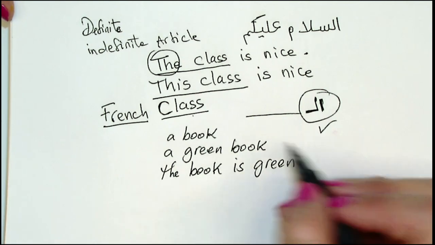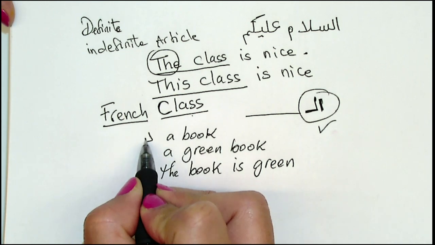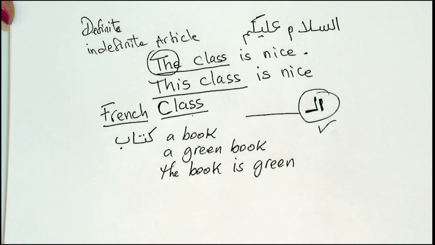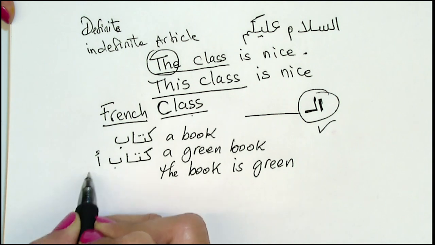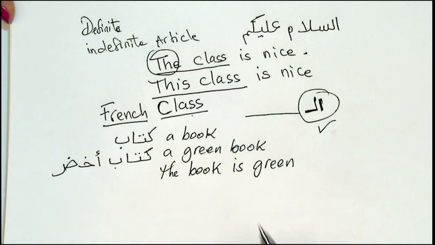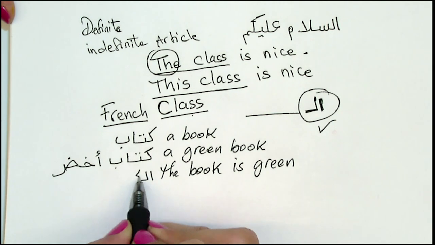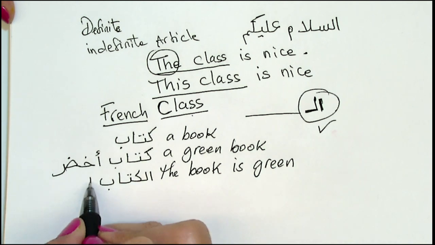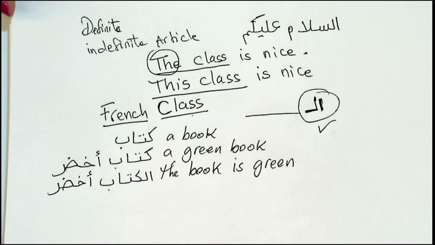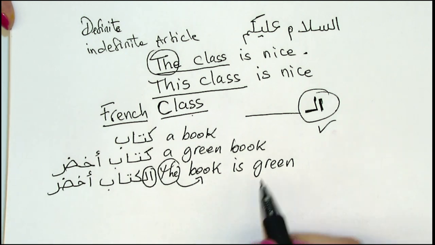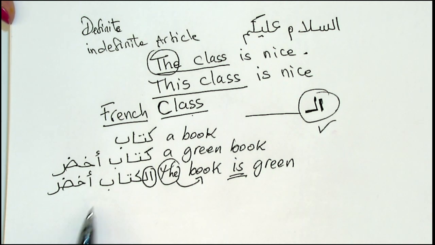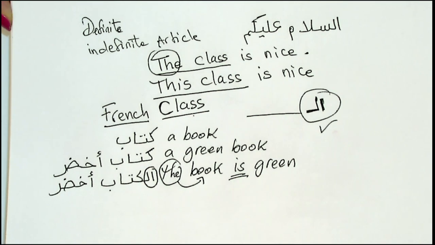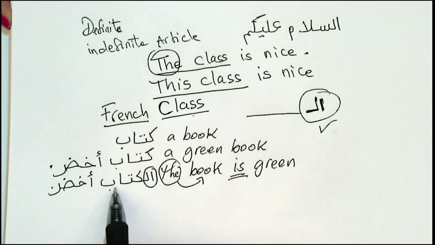In Arabic, a book would be kitab. A green book would be kitab akhdar. And then the book is green: al-kitab akhdar. The Alif Lam here defines the book. We don't have any indication of the verb to be in this sentence because it's hard to have a reference of verb to be in Arabic at the beginning. So we say al-kitab akhdar.